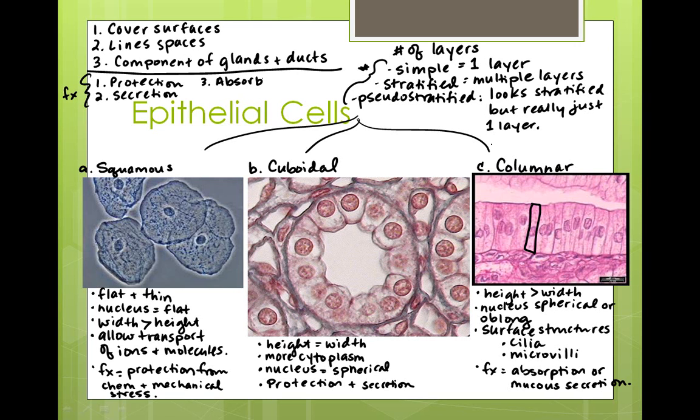Now, pseudostratified typically refers to cuboidal or columnar cells. You're not going to see that associated with squamous cells. So that's it for epithelial, and go to the next video for connective tissue.